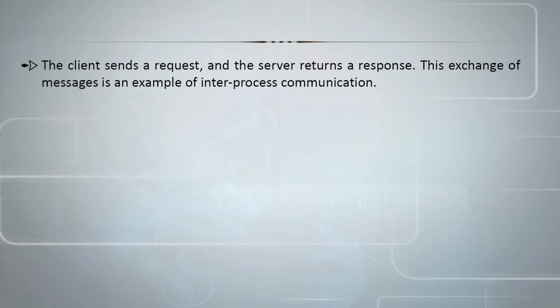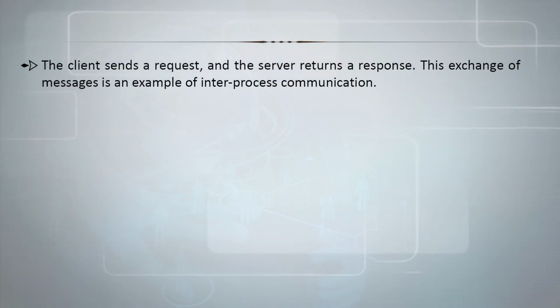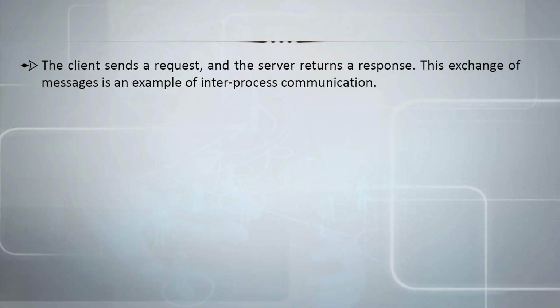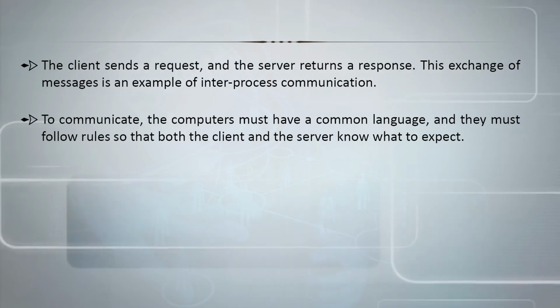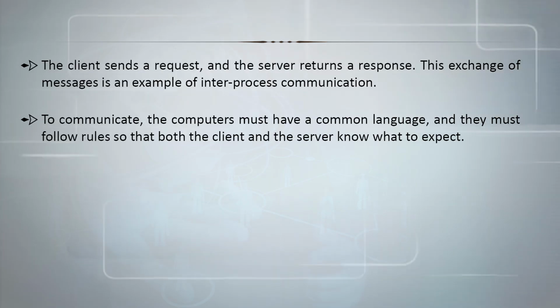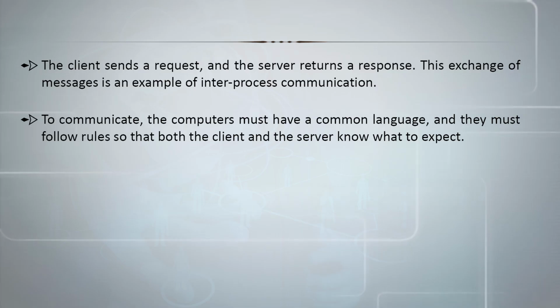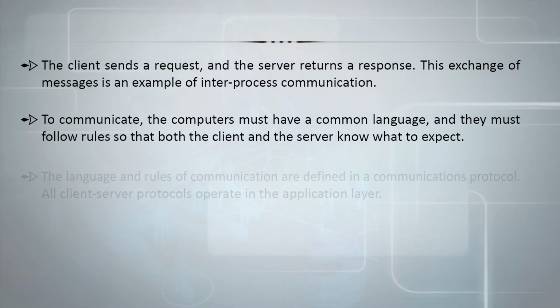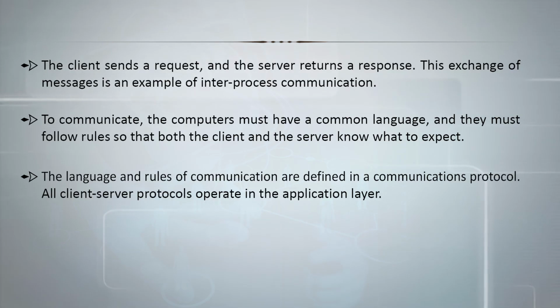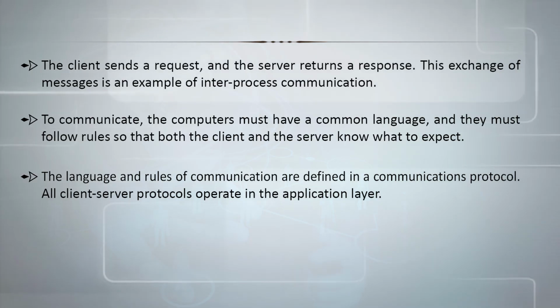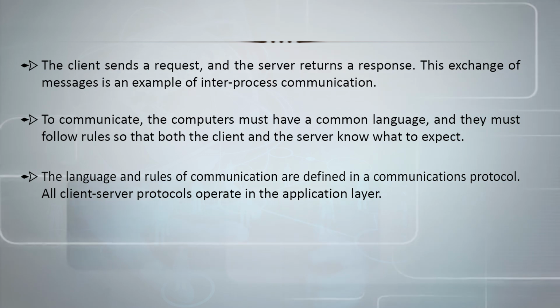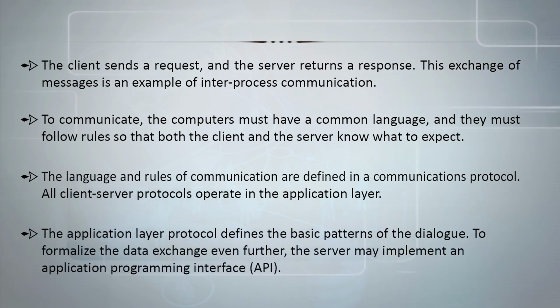The client sends a request and the server returns a response. This exchange of messages is an example of inter-process communication. To communicate, the computers must have a common language and they must follow rules so that both the client and the server know what to expect. The language and rules of communication are defined in a communications protocol. All client-server protocols operate in the application layer. The application layer protocol defines the basic patterns of the dialogue.